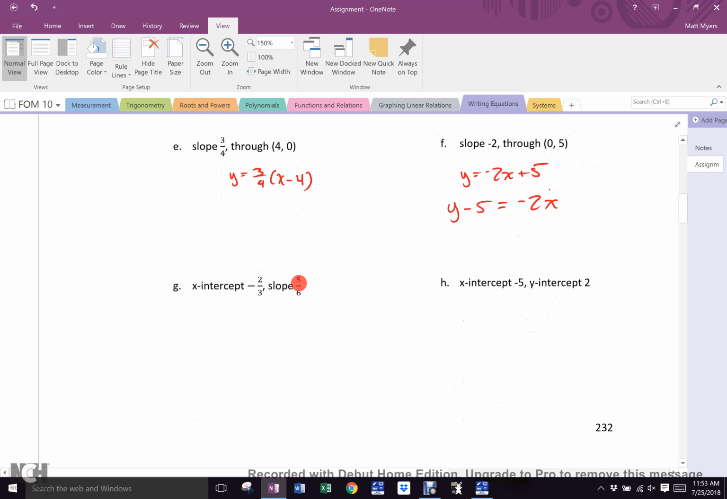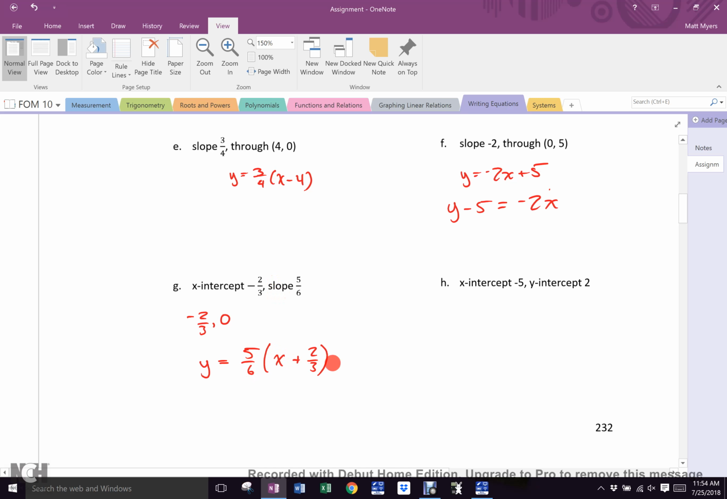X-intercept of negative 2/3, slope of 5/6. So what you probably did, you recognized this is (negative 2/3, 0). So you probably went y equals 5/6 times (x plus 2/3). If you did that, you get full credit because that's the point-slope form.